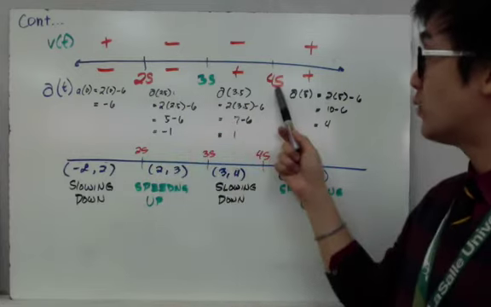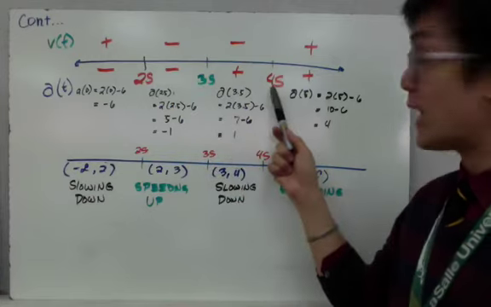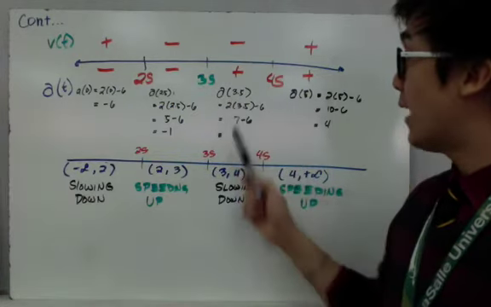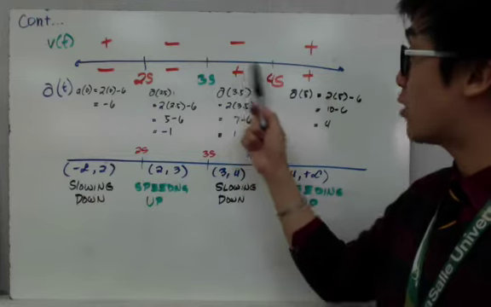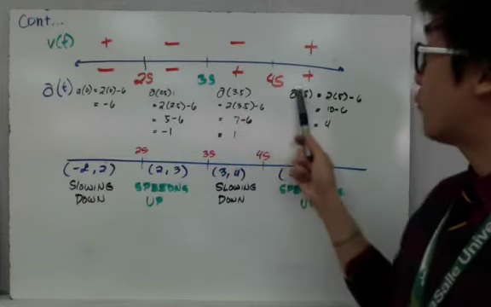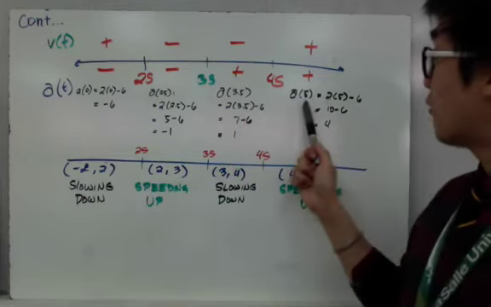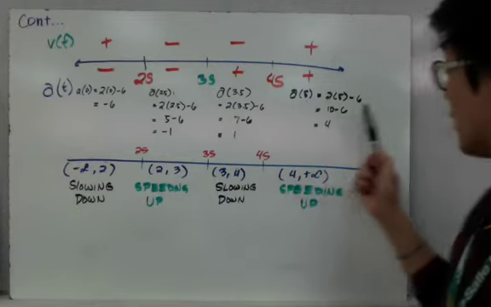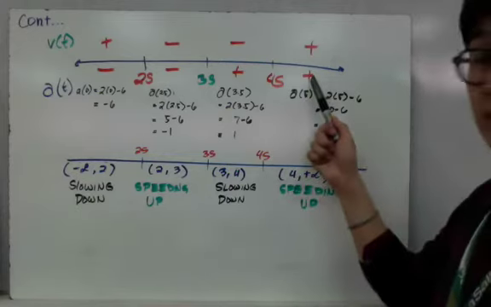And for the next interval, between 3 seconds and 4 seconds, I chose 3.5, and I have positive 1 as my result, so therefore this is a positive sign. And for my last interval, I chose 5 because 5 is higher than 4 seconds, and I have 4 as my answer, so it means it's positive.